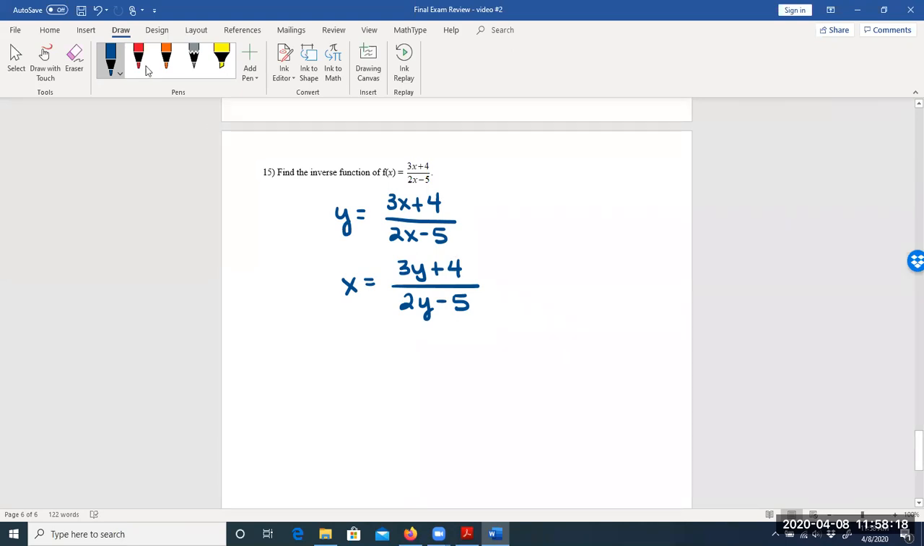Now I need to solve for y in its new position. So I'm going to multiply both sides of the equation by 2y minus 5. I'm going to distribute on the left-hand side to get 2xy minus 5x.